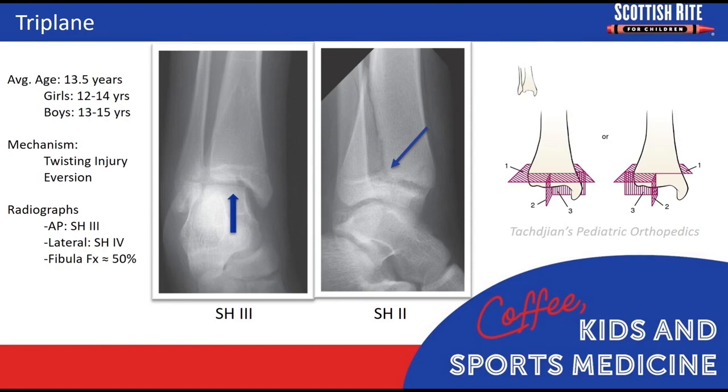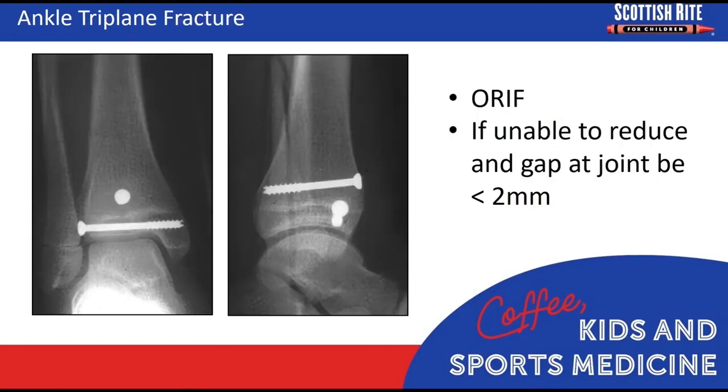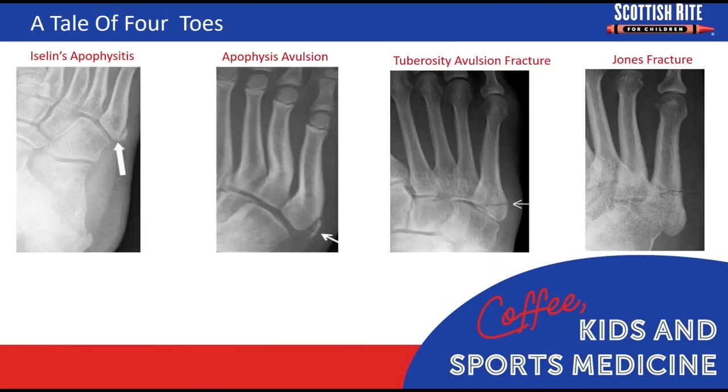So the question is, how do we treat these? Basically, what we try to do in clinic is treat them by reducing them in a cast, internally rotating the foot, and then sending them for a CAT scan. If the space here is greater than 2 millimeters, even after reduction, they'll require an open reduction internal fixation.